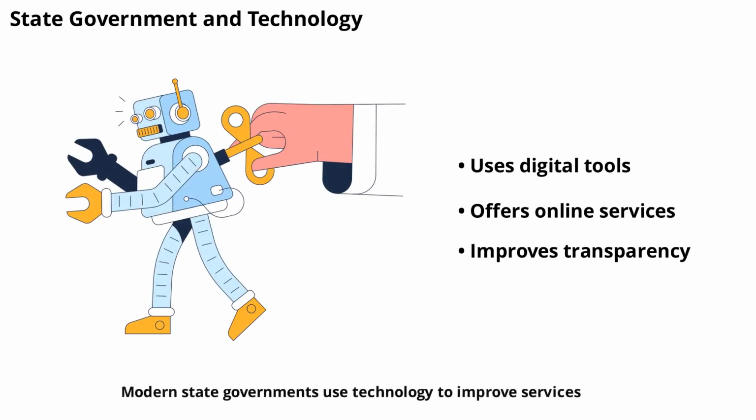Modern state governments use technology to improve services, increase transparency, and connect with citizens. They offer online portals for services like renewing licenses, paying taxes, or accessing public records. By embracing digital tools, states can operate more efficiently and make government more accessible to everyone.